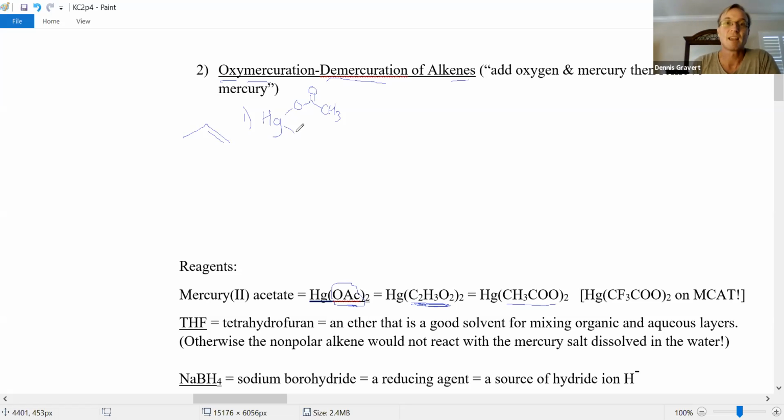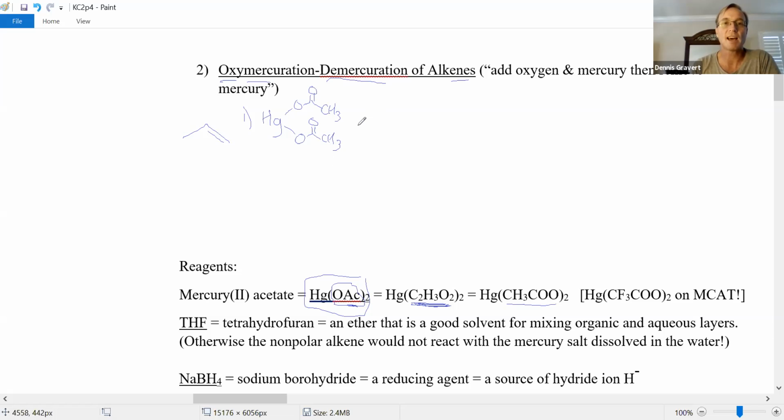There's two of them, so drawing two acetates. There we go. So you mix in this mercury salt, mercury acetate, one of those three. You can also draw it in one of these three ways. The most common way is actually this way.